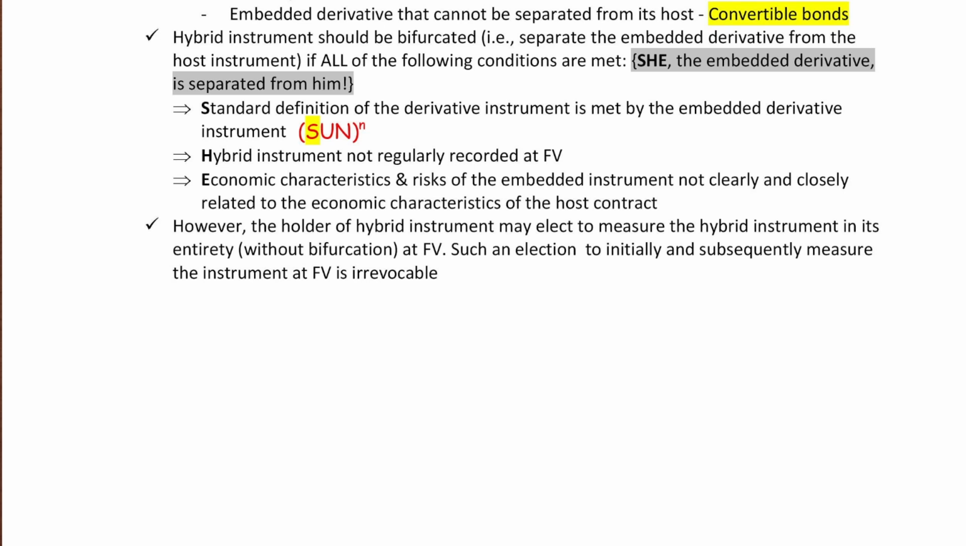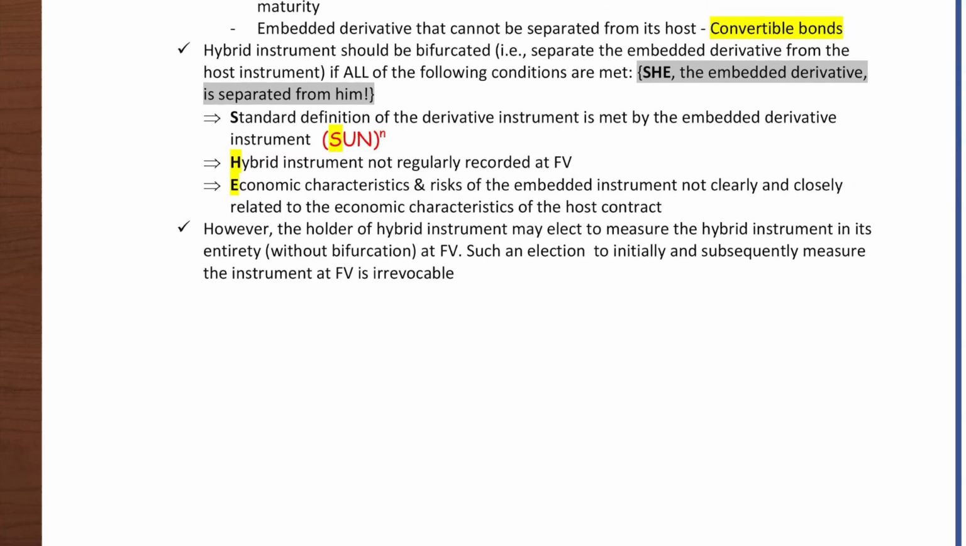The second one is the hybrid instrument is not regularly recorded at fair value, and highlight H. And the third one is that the economic characteristics and risks of the embedded instrument is not clearly and closely related to the economic characteristics of the host contract. It means they look very, very different. Highlight E. So, guys, another mnemonic here. We're talking about SHE or she. So, she, the embedded derivative, needs to be bifurcated or separated from him. That's the host instrument.